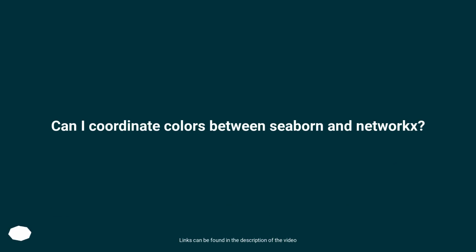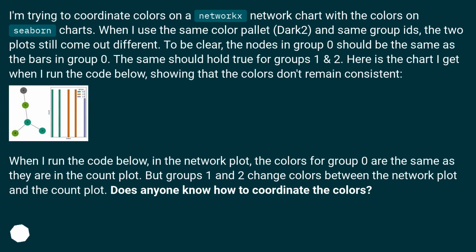Can I coordinate colors between seaborn and network? I'm trying to coordinate colors on a network chart with the colors on seaborn charts. When I use the same color palette, Dark2, and same group IDs, the two plots still come out different.